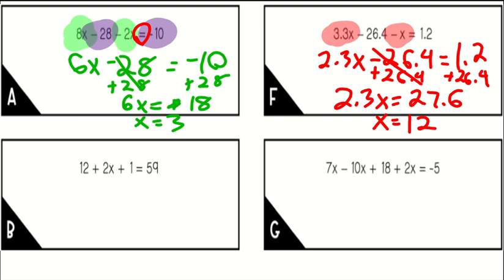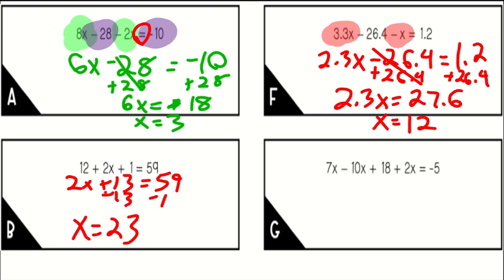All right, letter B. Thomas? 23 is correct. So we get x equals 23. We combine like terms. This is one where you can combine the constants. So we just got 2x plus 13 equals 59. You subtract 13, so you'd have 2x equals 46. When you divide, you get 23. Any questions on that one?